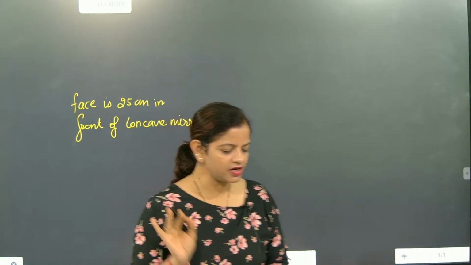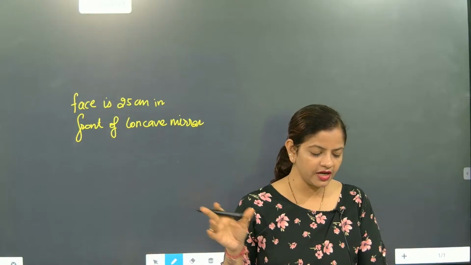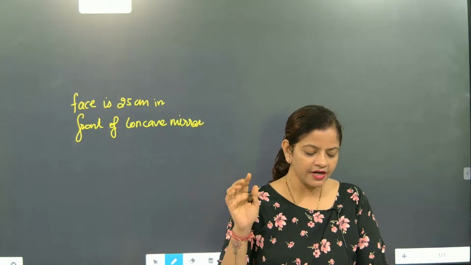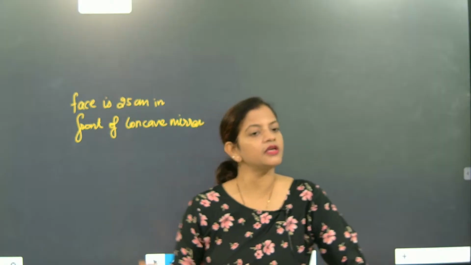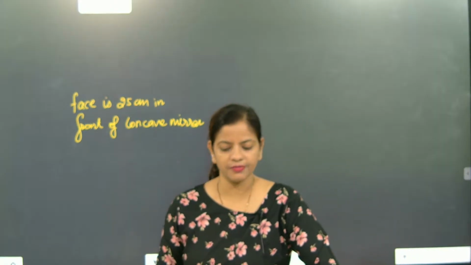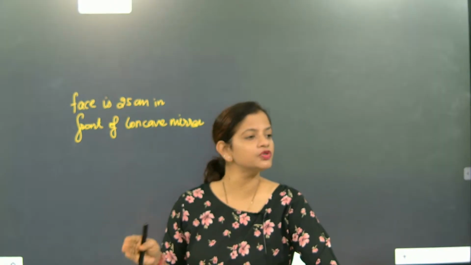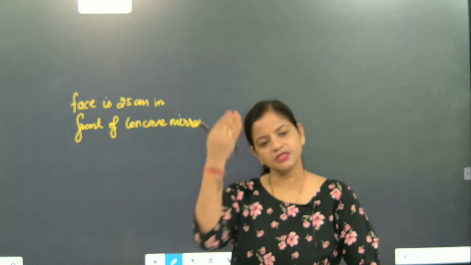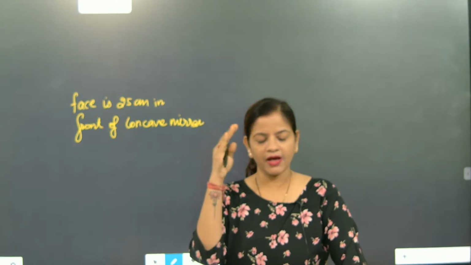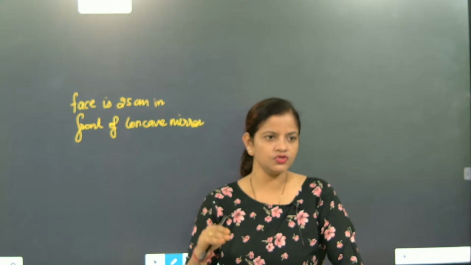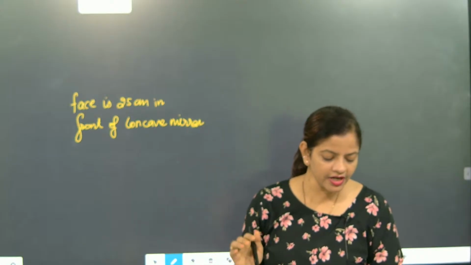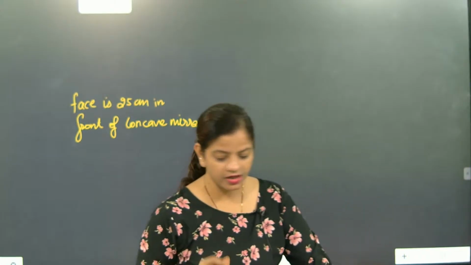This is the first part given. After that, what are they telling? They are telling that it is producing an erect image. Erect image means virtual image. A virtual image is always erect. Erect means same height. But a real image will be inverted. Virtual means erect. So now they are telling that it is producing an erect image.